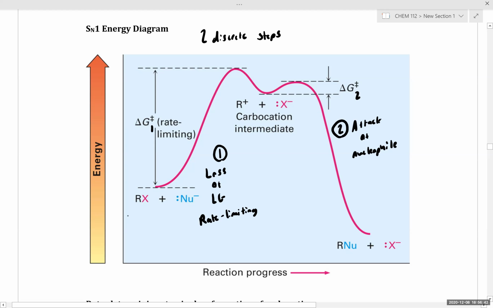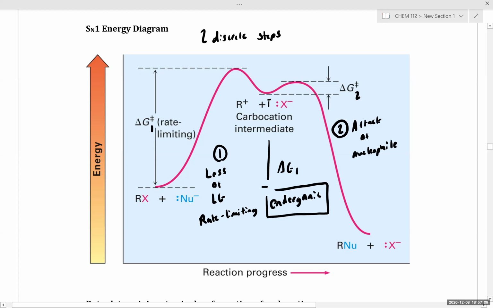Okay, now let's also pay attention to the energetics of this process. Is the first step exergonic or endergonic? So the first step, is it exergonic or endergonic? Endergonic. Okay, why am I bringing this up?